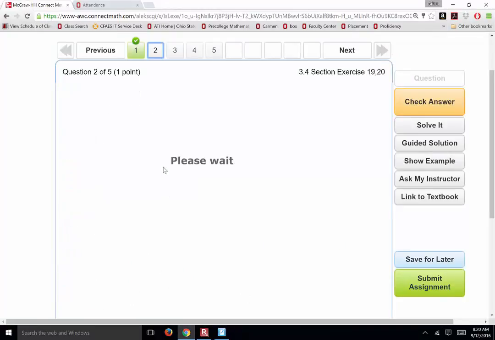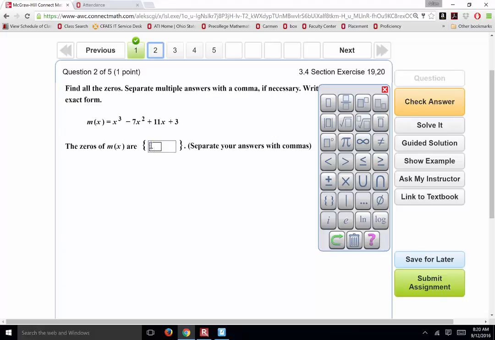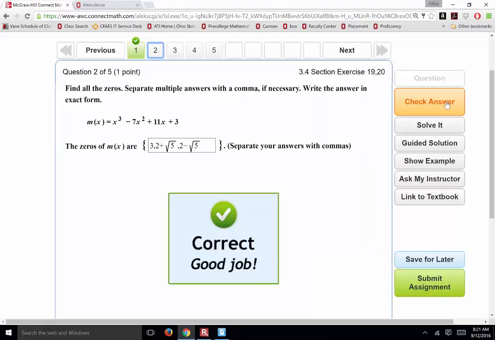Alright, we got 3 roots. I keep calling them roots, but they are zeros, okay? They are called zeros. 3, 2 plus square root 5, comma, 2 minus root 5. Check. Perfect.